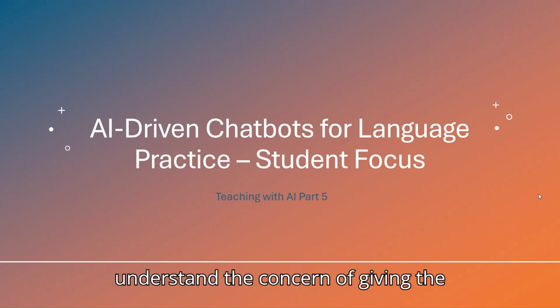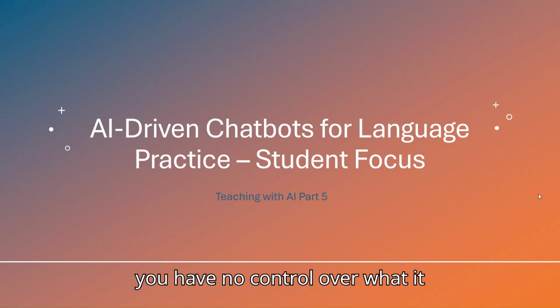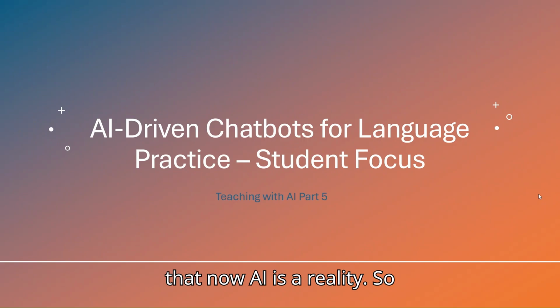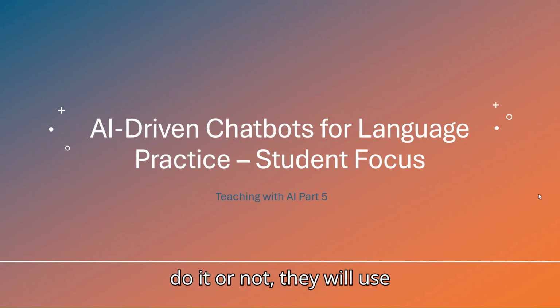Of course, I understand the concern of giving the student the freedom of using AI because you have no control over what the AI will tell them and if it's correct or not. But we need to accept the fact that now AI is a reality. So the students, whether we tell them to do it or not, they will use it. So we need to try to take some power over the use of it and teach them how to, so we are a little bit more in control.